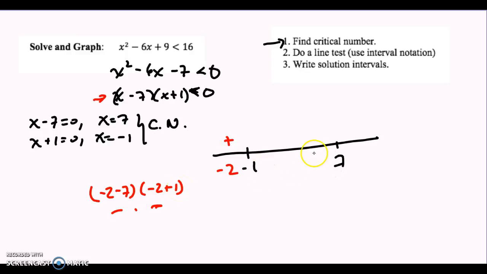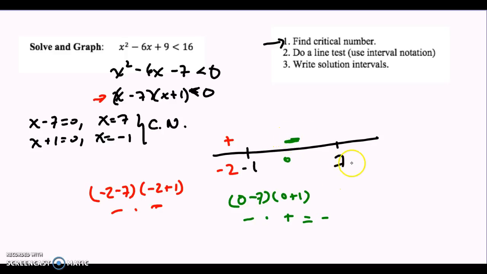Let's pick a number in between -1 and 7, like 0. If I plug in 0 into the factored form, I get a negative times a positive. That's going to be a negative. There's a negative number in between there.